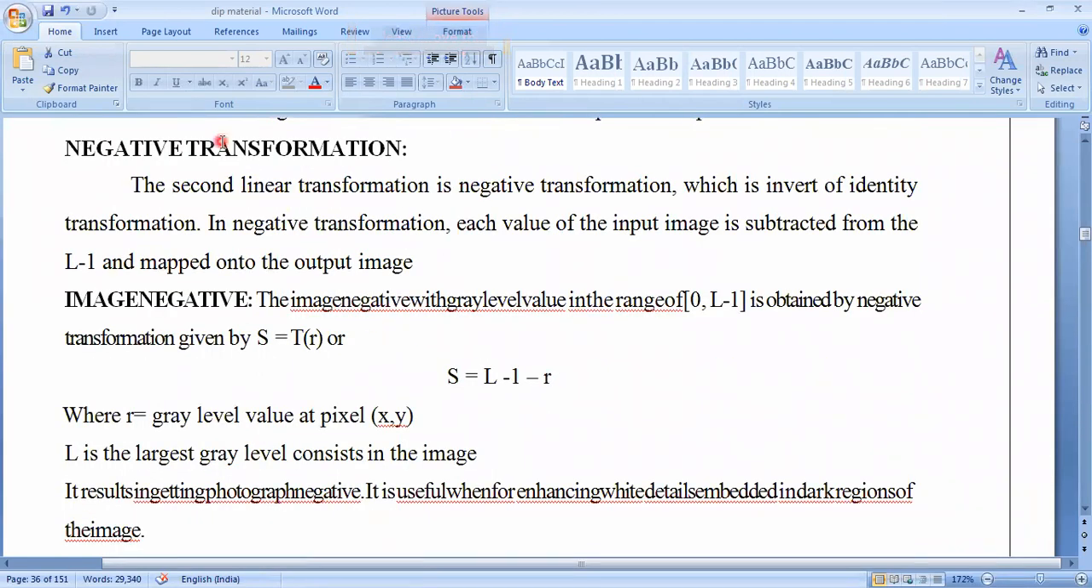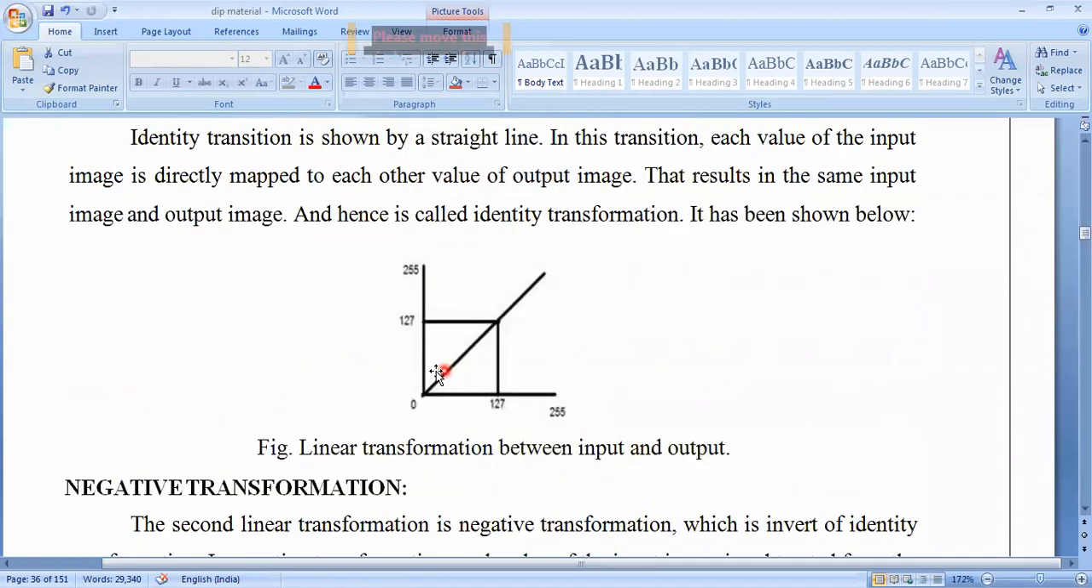Next, negative transformation. Negative transformation means black becomes white and white becomes black. So this transformation reverses. Here 0 goes to high. Now what do we do? We perform S is equal to L minus 1 minus R. What is this L minus 1 here?